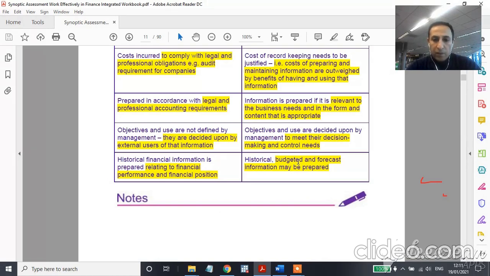So this is what we call historical information, and historical information is necessary in order to prepare your budget for the future. The purpose of preparing a budget is that it allows you to focus on the right direction for the future. Okay, so budgeting helps you concentrate on the right direction in the future. Budgeting is all about the future.